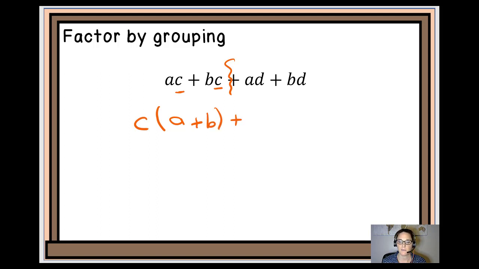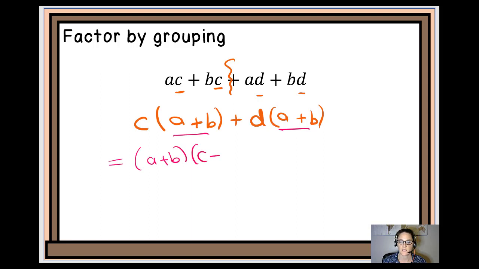I'm going to leave the plus sign in the middle, and then I'm going to look at the next 2 terms to see what's common. Well, I have a d and a d that's common. So my greatest common factor is d, and then ad divided by d is just a, plus bd divided by d is just b. So now I can see that just like the last series of examples, we have a common factor of a plus b. So a plus b times c plus d. Okay, and that's it.